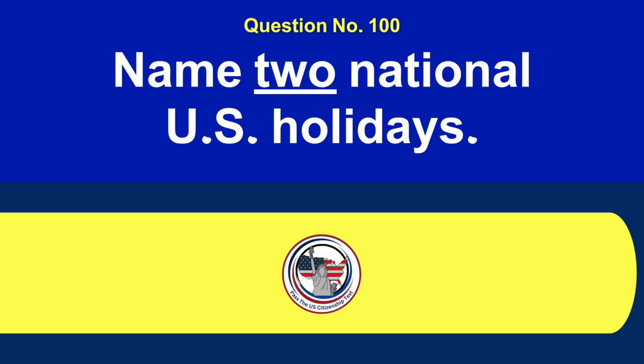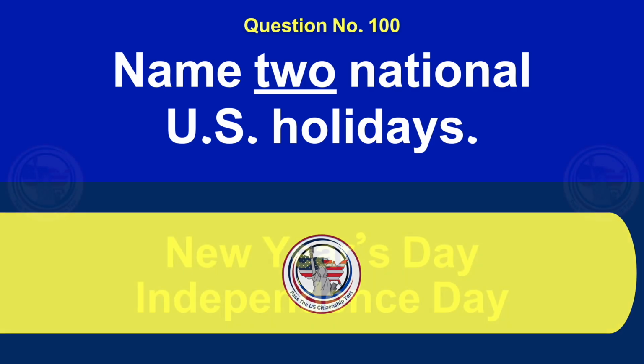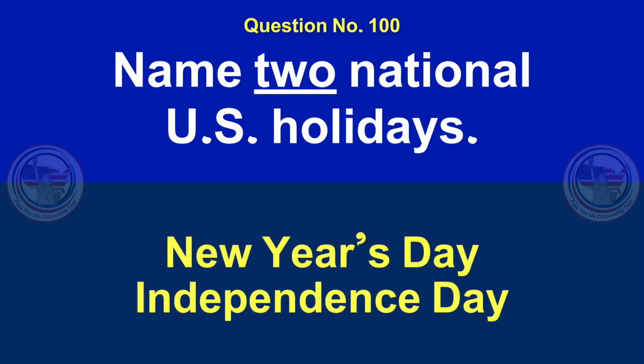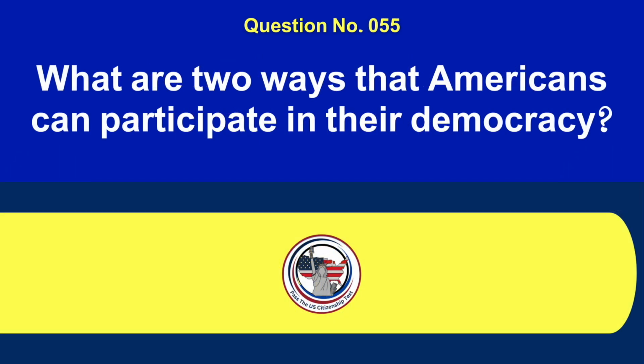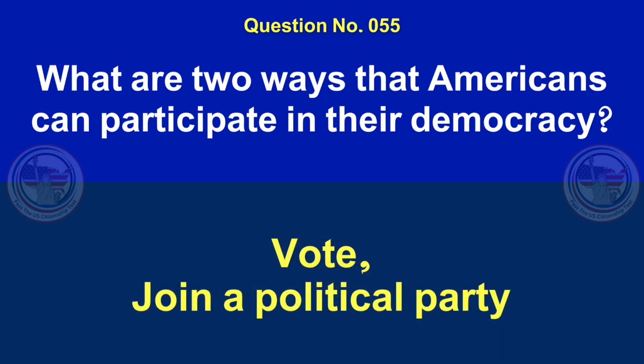Name 2 national U.S. holidays. New Year's Day. Independence Day. What are 2 ways that Americans can participate in their democracy? Vote. Join a political party.